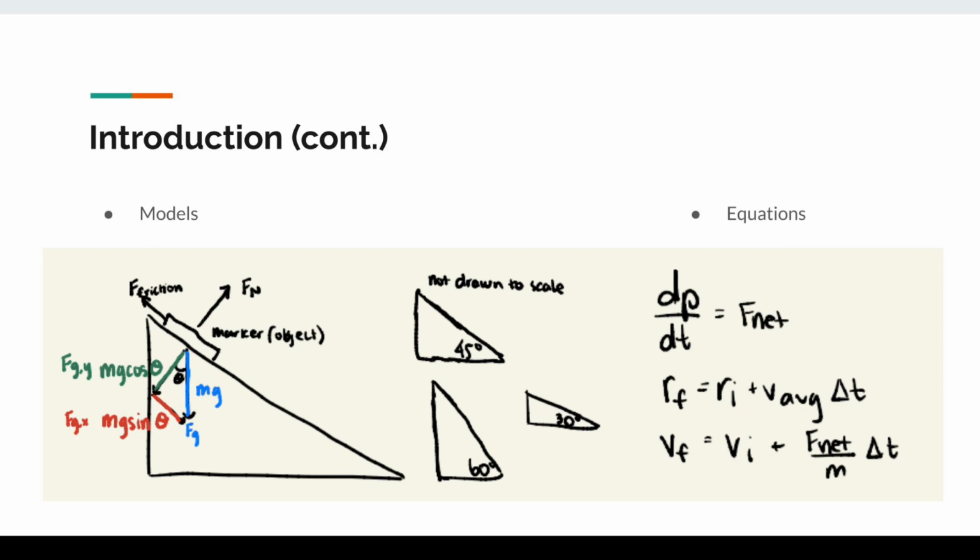dp/dt equals F net, final position equals initial position plus average velocity times delta t, and final velocity equals initial velocity plus net force divided by mass times the change in time.